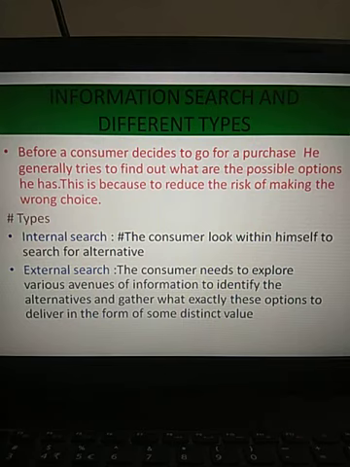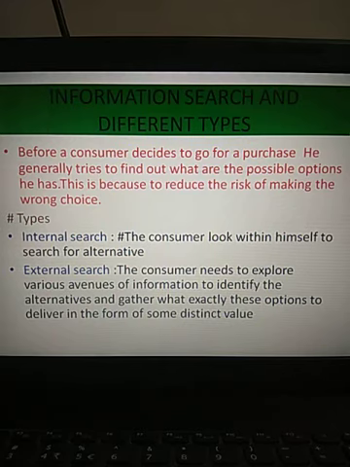Next, we are going to discuss information search and its different types. We all know very well that for purchasing a product or service, we are going to collect some kind of information regarding the price of the product, features of the product, the company, the supply, and aftermath kind of activities. You call this information search.